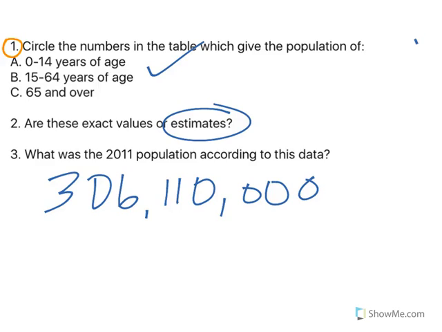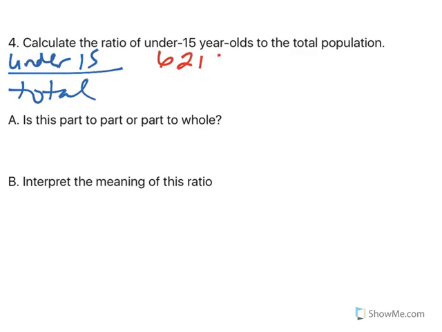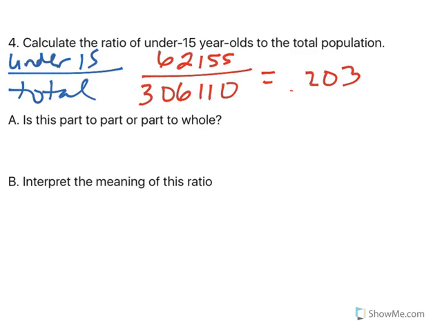Okay. So we are now going to calculate the ratio of under 15-year-olds to the total population. So we're looking at under 15 to the total. Well, if you look back at your table, you see that under 15 has 62,155 over the total, which is 306,110. Now, that's a huge fraction. It means nothing to me. But I can change that to a decimal, and I'm going to make it 0.203, because it's a little bit more meaningful if it's smaller.